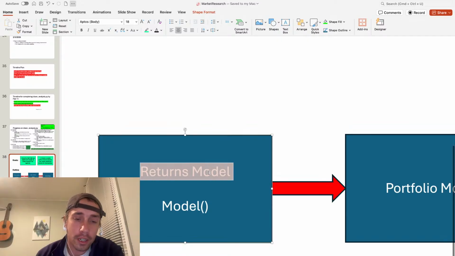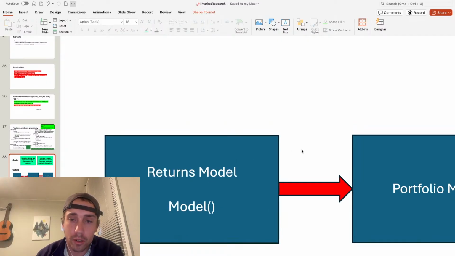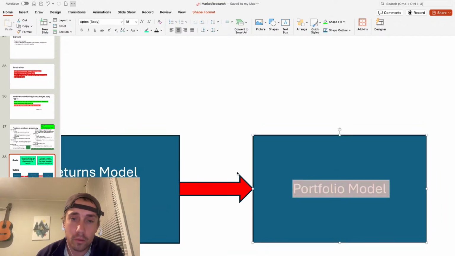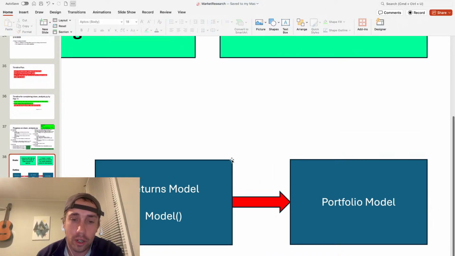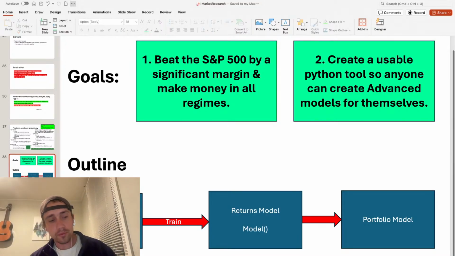I'm then using that data to generate a returns model. I've got a really good returns model going now. And so now the current thing I'm working on is the portfolio model. I'm trying to decide right now whether this is going to be a machine learning model or just a set of rules that I use.